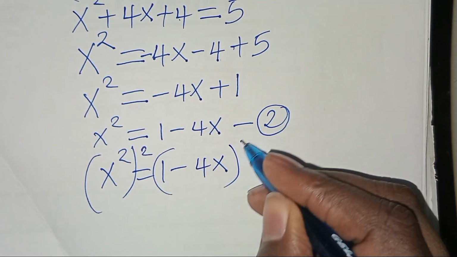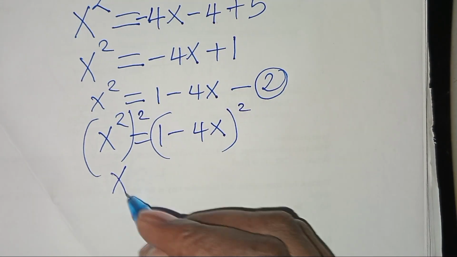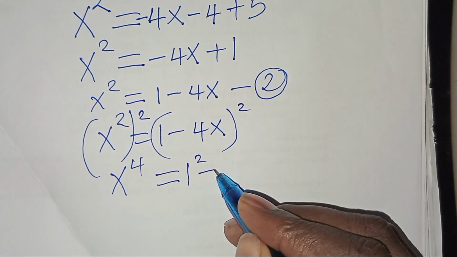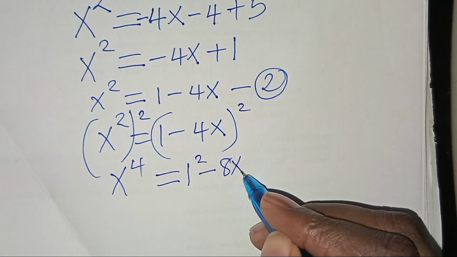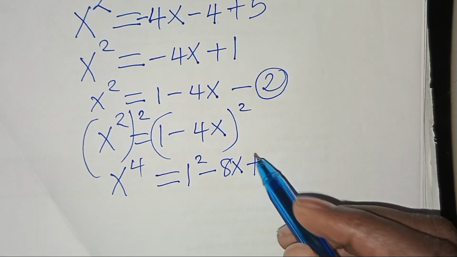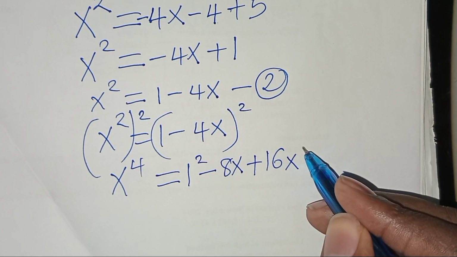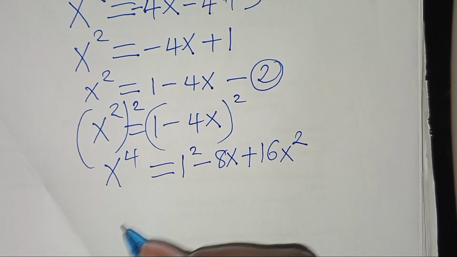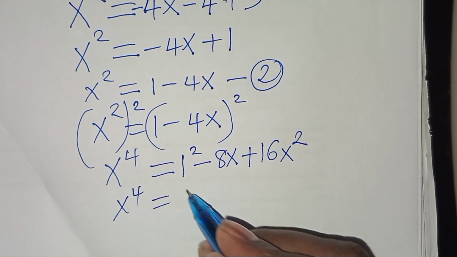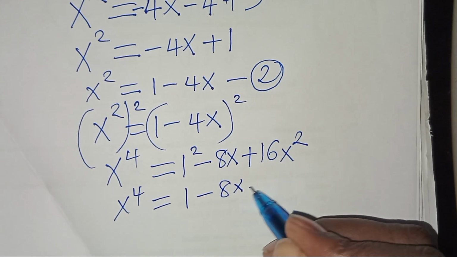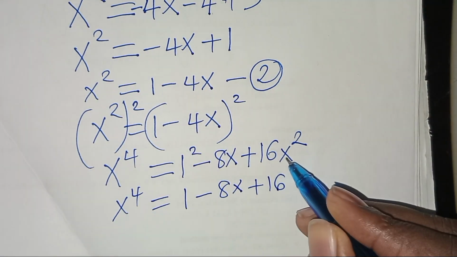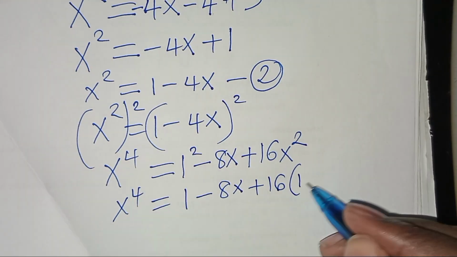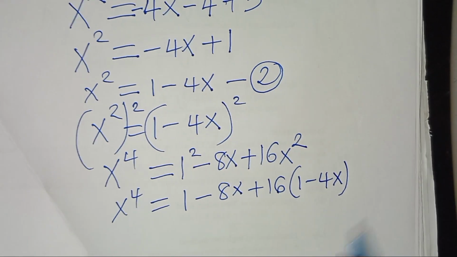Let's square both sides, so that now we'll have x to the power 4. This is equal to, now let's expand this: 1 squared, subtract 8x, plus 16x to the power 2. Alright? Now from here again, x to the power 4 is equal to 1 subtract 8x plus 16 multiplied by x squared. What is x squared? X squared is 1 minus 4x. So this is 1 minus 4x.